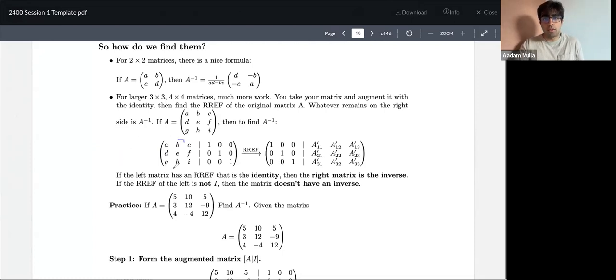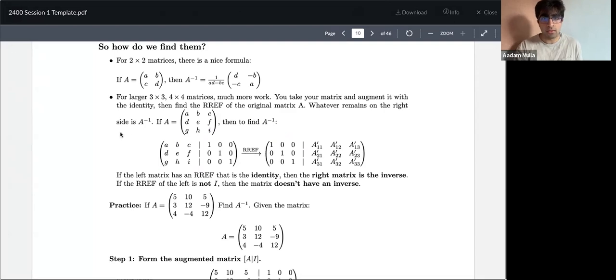into the identity matrix, and then whatever's left on the right is the inverse. There are two cases. If you're able to fully row reduce this to the identity, then what's on the right is the inverse. If you're not able to row reduce it to the identity, for example, if you end up with a row of zeros at the bottom, then there is no inverse of this matrix. We'll get to more situations of that in later chapters.